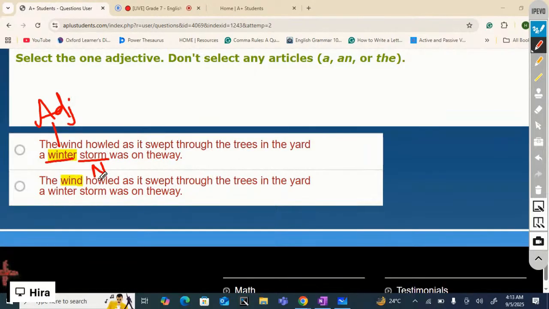This one, second one, the wind howled. Wind is a noun. So it's not an adjective. This is wrong. This one is correct because winter is an adjective which describes the noun storm. What kind of storm? Winter storm. So this is an adjective.